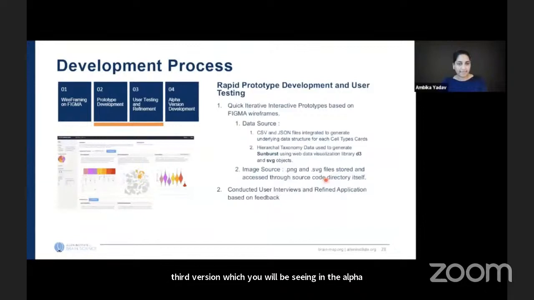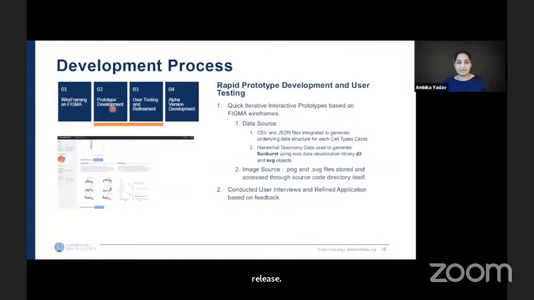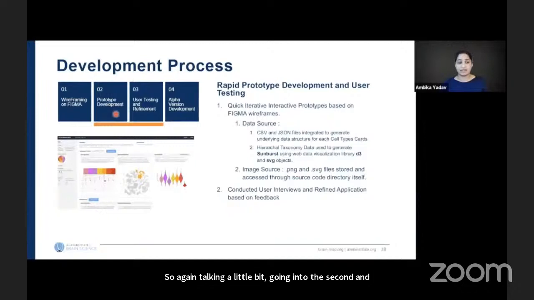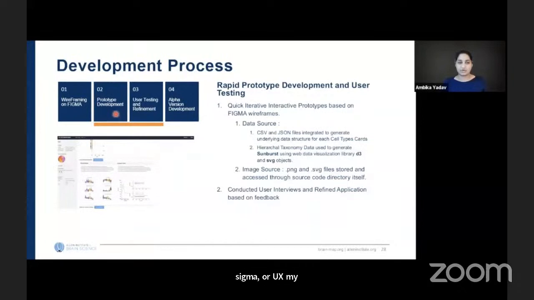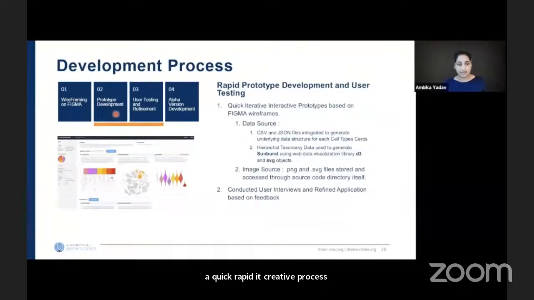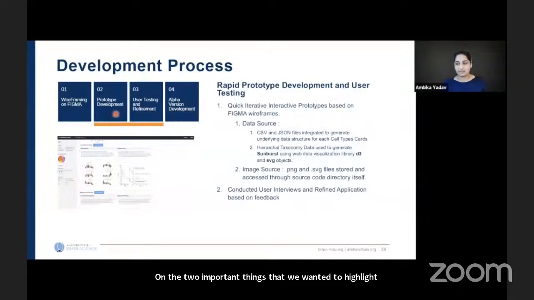So again, going into the second and third step, we're talking about the rapid prototype development and the user testing. Once we did have the Figma or UX wireframes in place, we went ahead with a quick, rapid, iterative process to develop interactive prototypes on the web. The two important things that we wanted to highlight over here: how were we getting the data and the image on these interactive web applications?